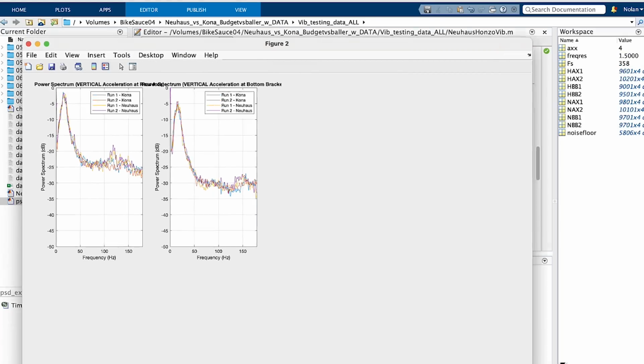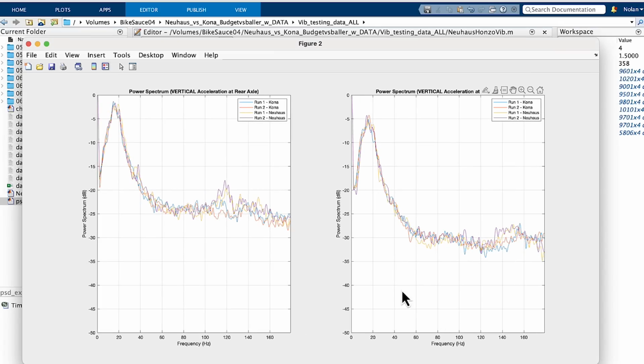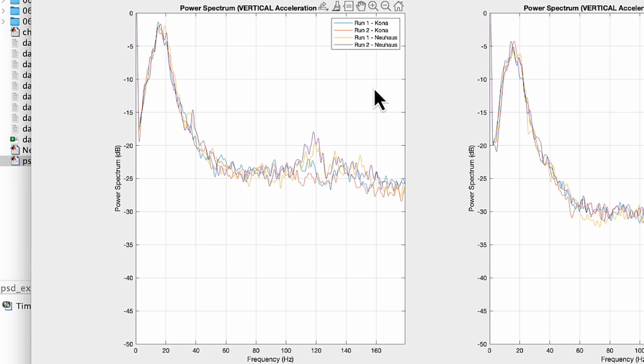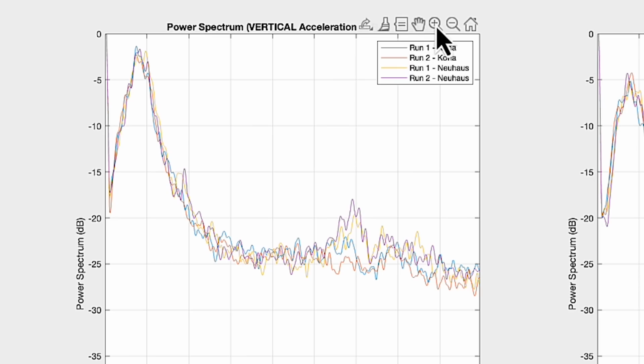So I'm going to isolate the data here and show you the power spectral densities in the vertical direction with the logger mounted at the rear axle. Now take a look at the legend here. These are 2 runs on the Hanzo in blue and red, and the 2 runs on the Newhouse are in yellow and purple. And this data set was meant to be a control for the experiment.